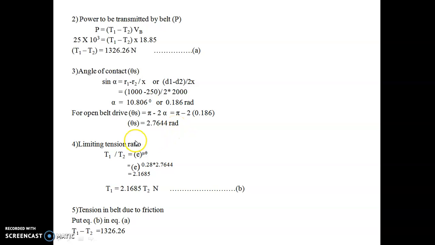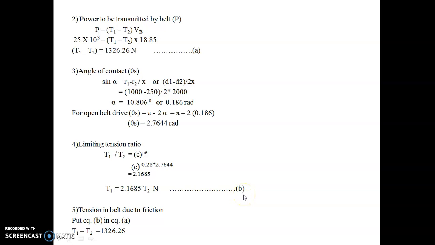The next point is limiting tension ratio, that is T1 upon T2 is equal to e raised to mu theta. The value of mu is 0.28 and theta is 2.7644. With this we can get the ratio 2.1685. So T1 is equal to 2.1685 into T2 Newton. Equation number B.